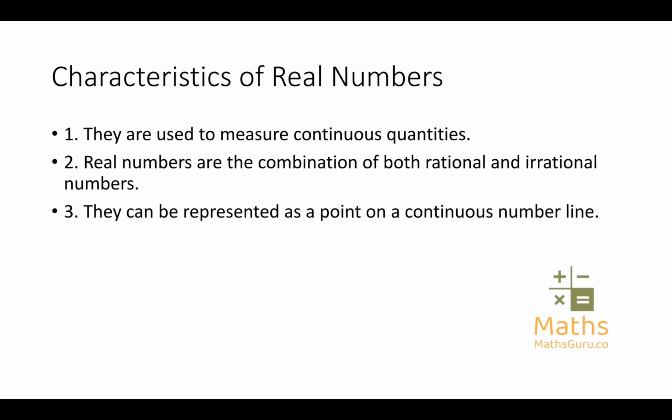As I mentioned earlier, it is used to measure continuous quantities. If you take a line like this, then any number on it, positive or negative, is a real number. It's a combination of both rational and irrational numbers, and it can be represented as a point on a continuous number line. So any point, be it negative, positive or zero, belongs to the real numbers.